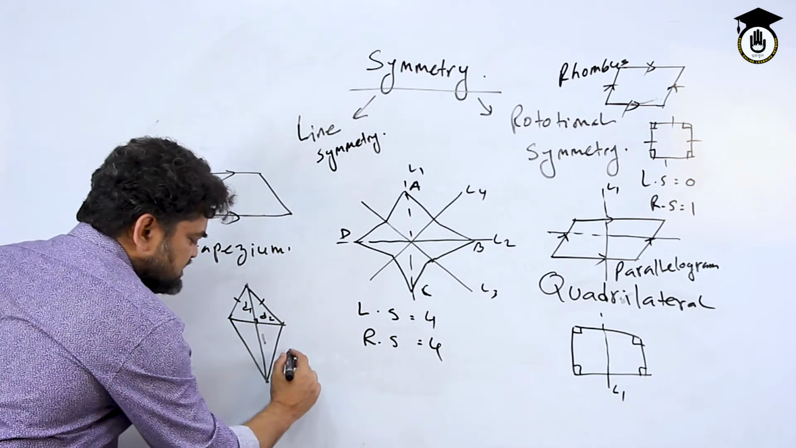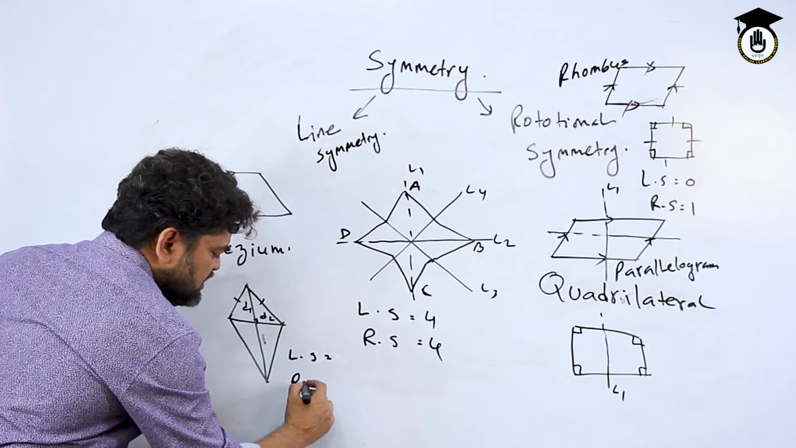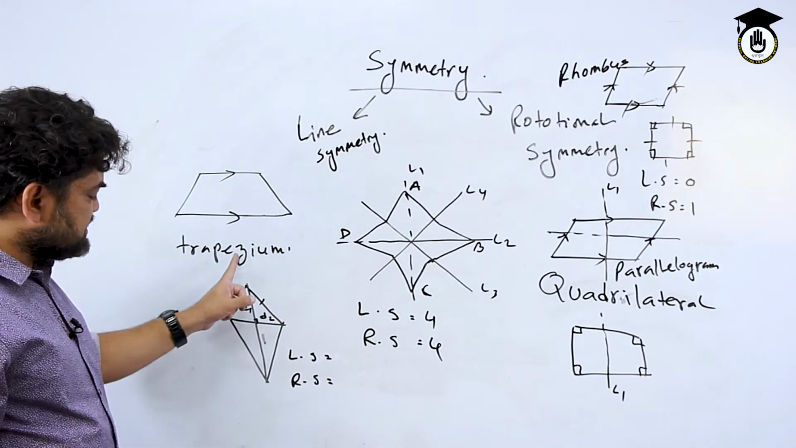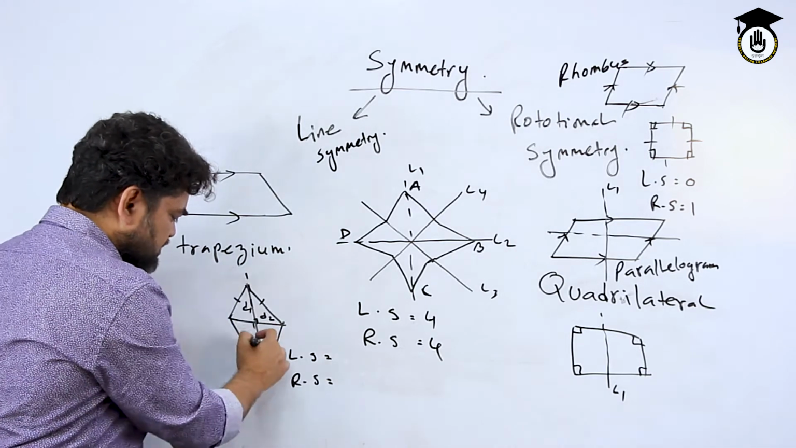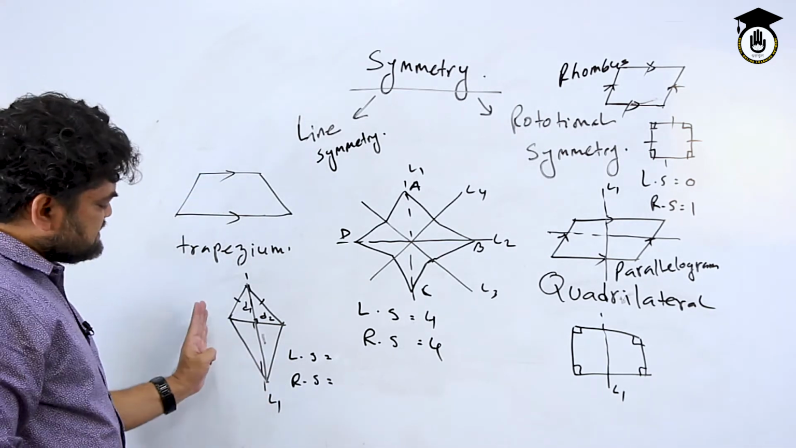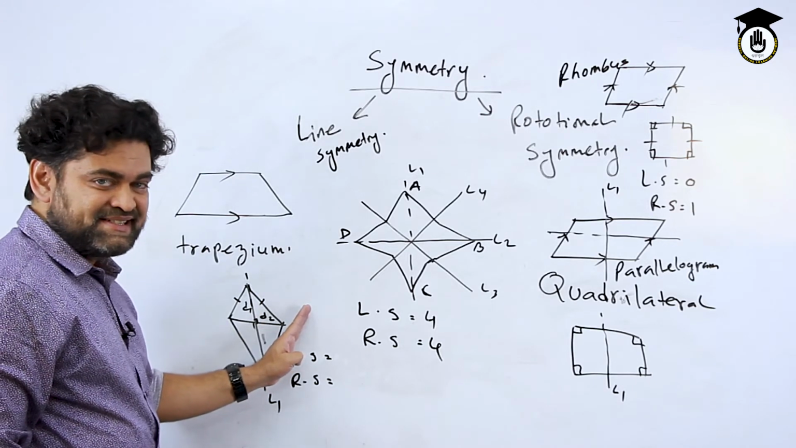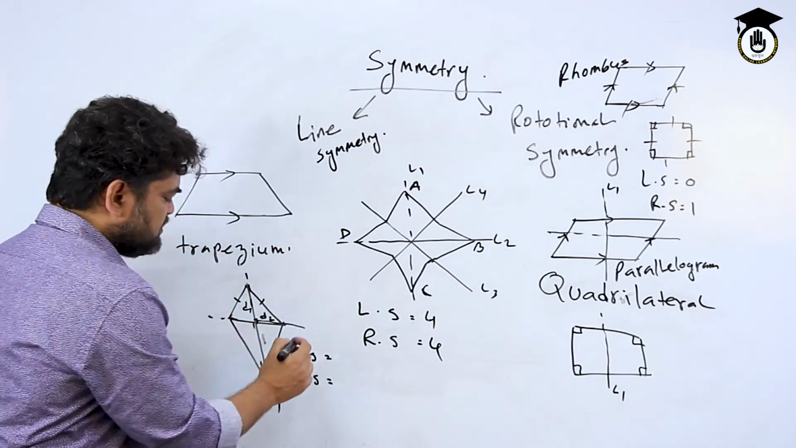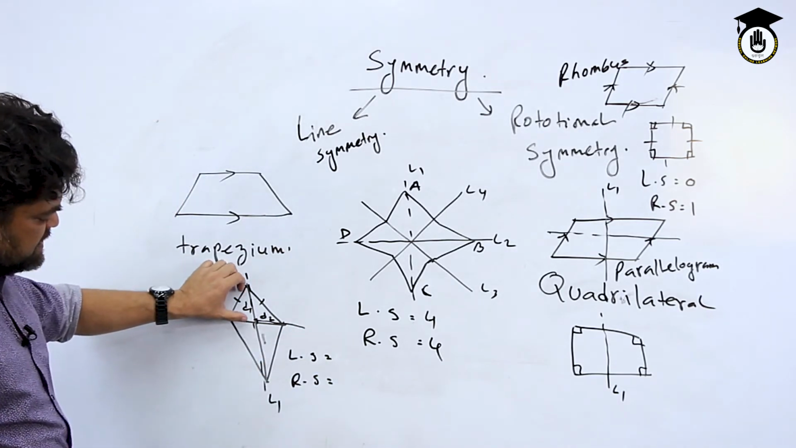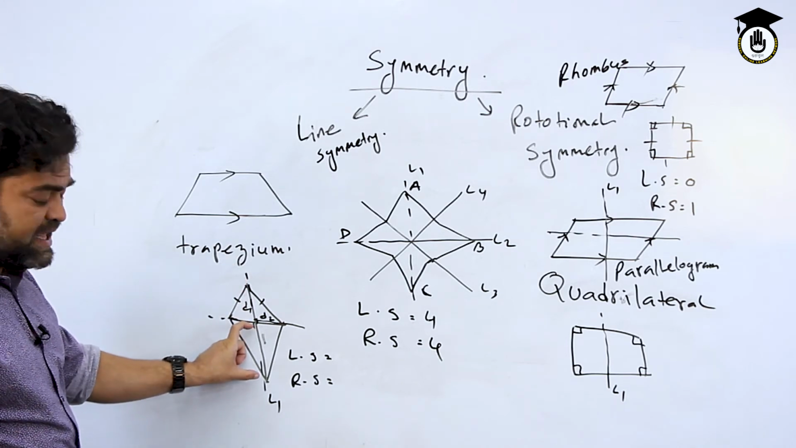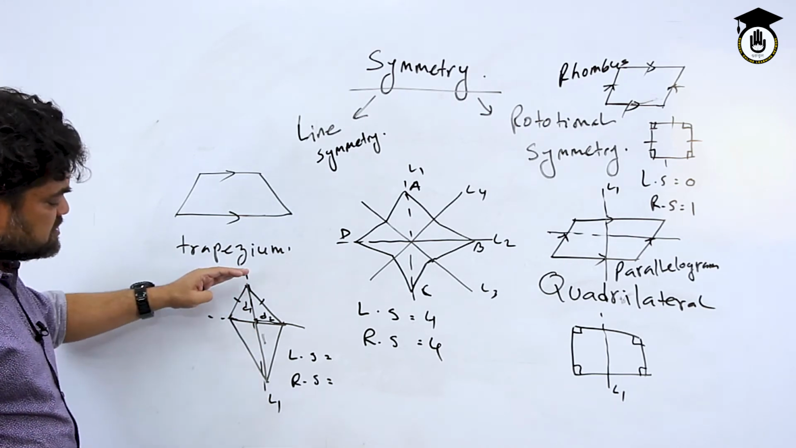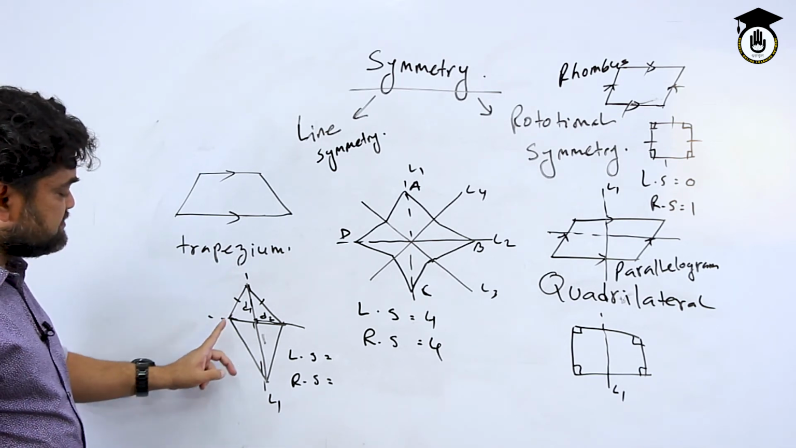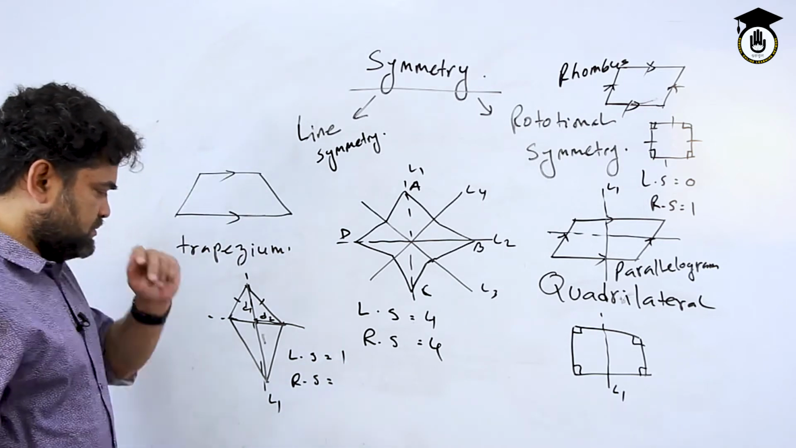In cases of kite, if I ask you to find line symmetry and rotational symmetry, what will you do? If I draw a line here, L1, I can fold it onto that. So this is a line of symmetry, it's 1 here. But if I draw another line from here, you can easily understand this length is a bit shorter compared to the bottom length, isn't it? So if I fold it to the top, it will not fit properly. So here the line symmetry is only 1.